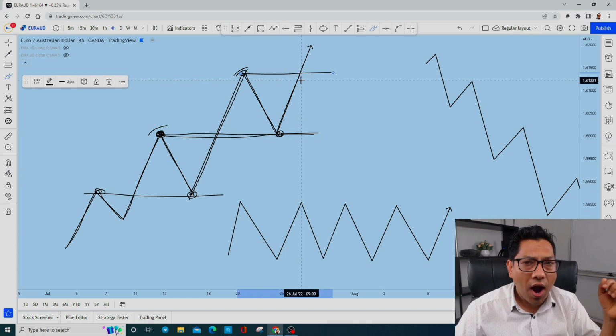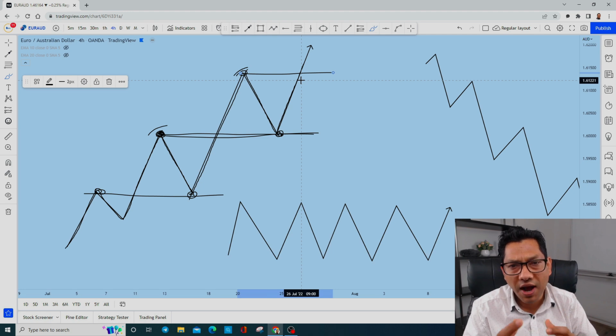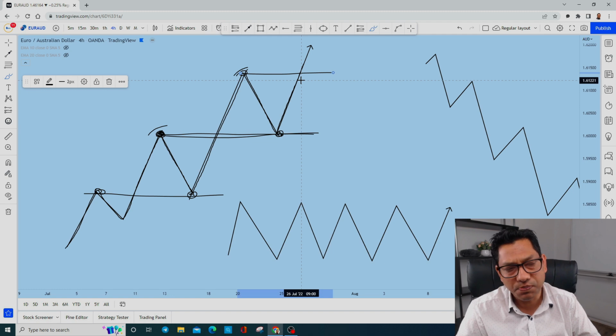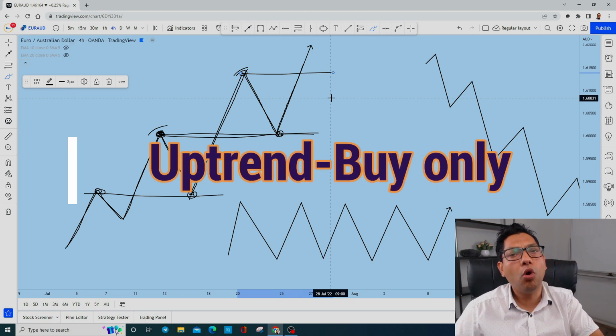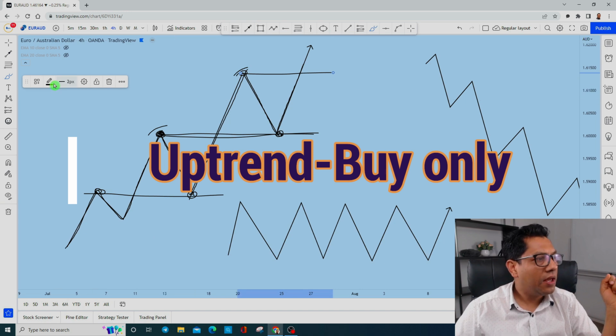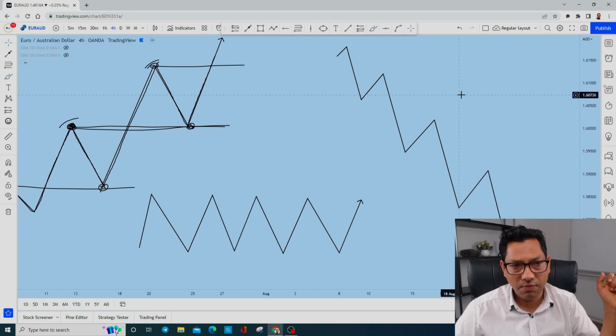Okay, so why do you need to know whether a market is in an uptrending market structure or any other market structure? It is because once you know that a market is in an uptrending market structure, you will be buying only in that market. Now let's see the other market conditions.